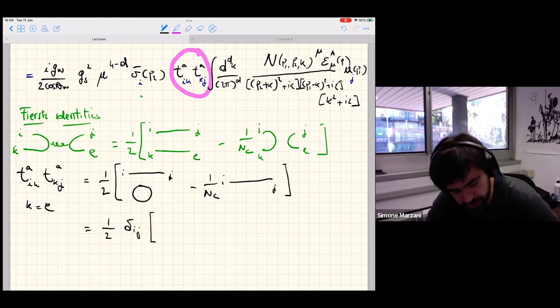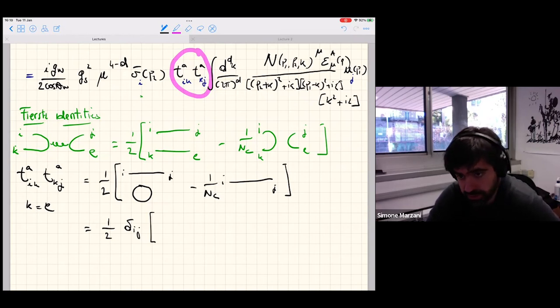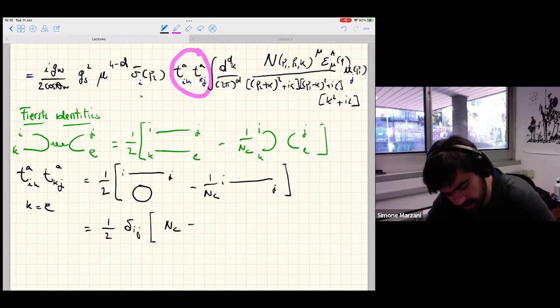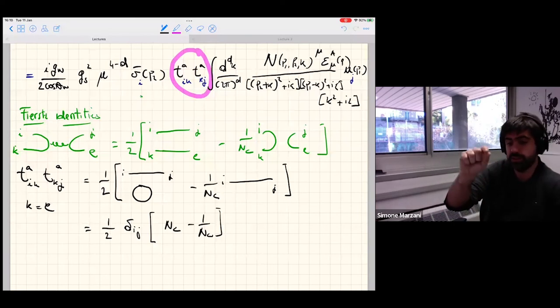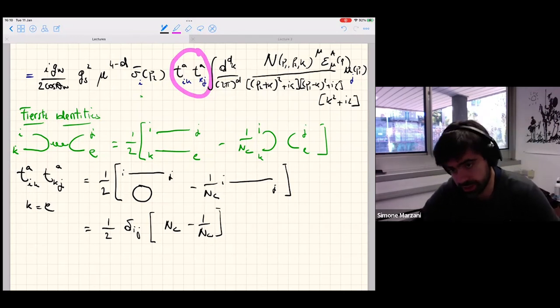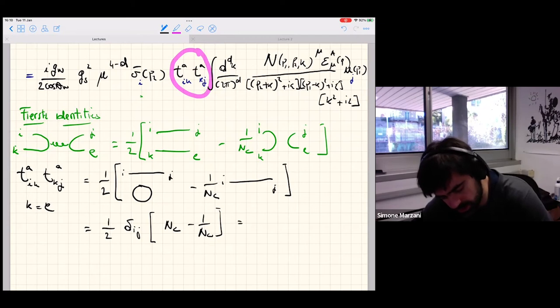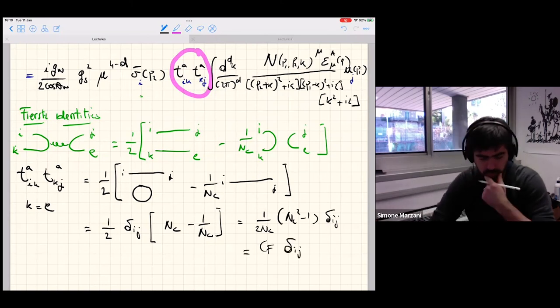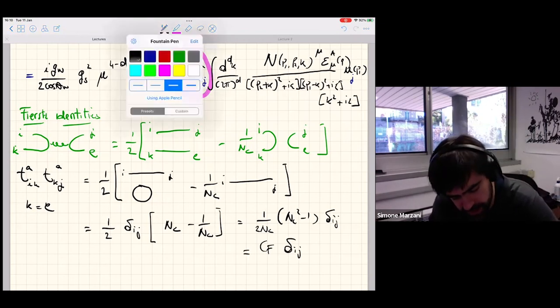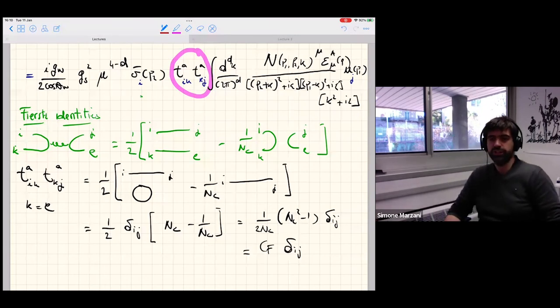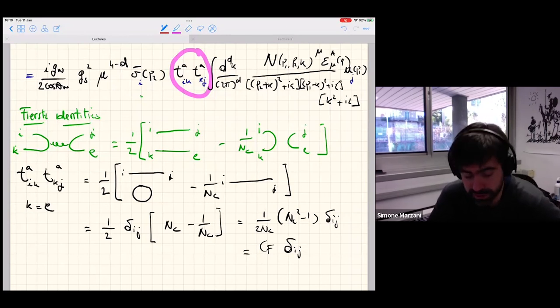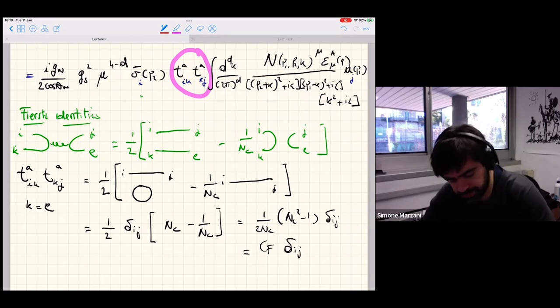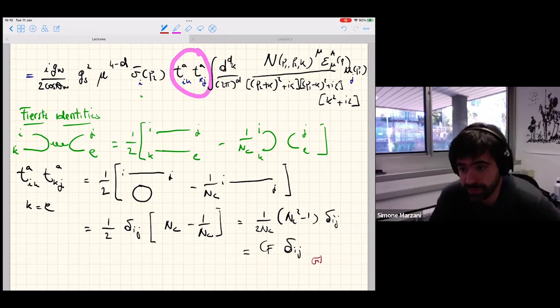You have a closed circle. A closed circle is the dimensionality of the space we are integrating over. So that's N_c minus 1 over N_c. A closed circle tells you it's the trace of δ_{ij}, which is N_c for SU(N_c). And so this is 1 over N_c, N_c squared minus 1, δ_{ij}. And this is a name, it's called the color factor C_F. There is actually a very nice book that you can find online by Cvitanovic that teaches you how to compute all these color factors using this graphical technique. So it's very, very interesting. Okay, so the color factor of this diagram is famously C_F.